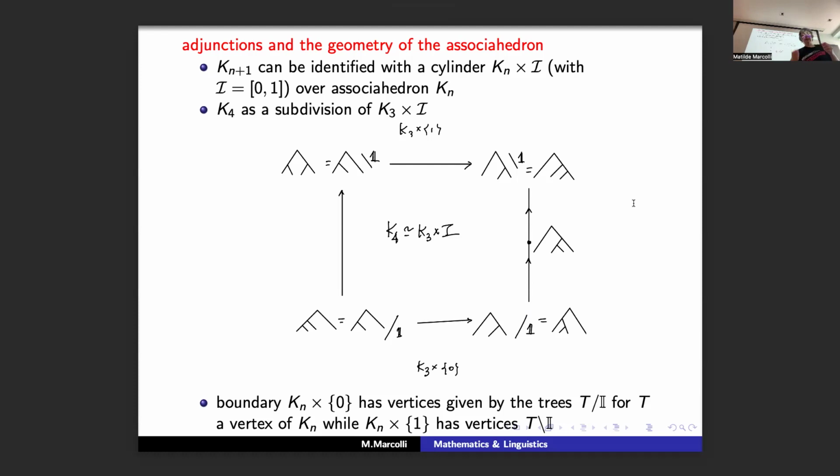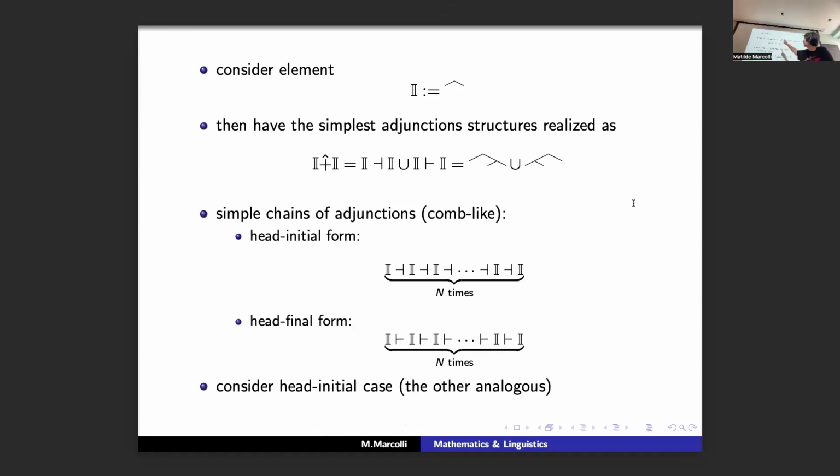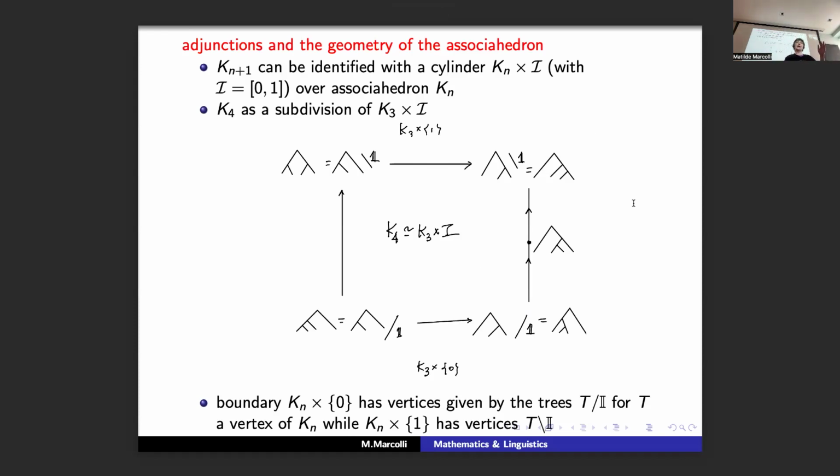Well, if you add this further chain of adjunction, so if you start with this and you add a further adjunction either on one side or the other, of course, you move from one associahedron to another one because now the number of leaves has grown. So you're not moving within the same associahedron. You're moving from the nth to the (n+1)th associahedron. And the (n+1)th associahedron can be identified with the cylinder over the nth one, where the edges that you're adding correspond exactly to the intermediate steps that exist between.